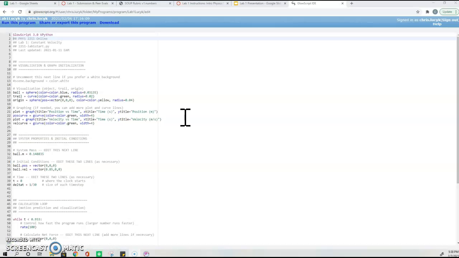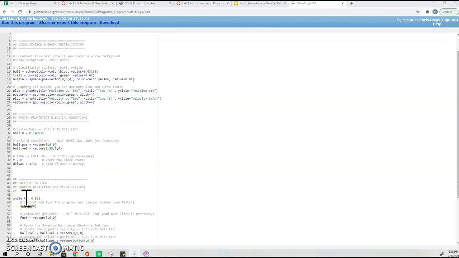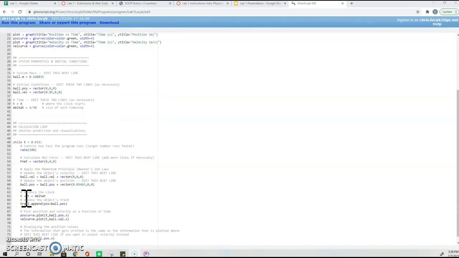I then input this data into GlowScript. I input the known radius of the ball in meters, its mass in kilograms, its initial position at the origin, and its calculated initial velocity. The time step was 1/30th of a second because this was the time between frames in my video. In the next section, I input the time to be less than 0.933 seconds, as this was the total time the ball traveled across the screen from Tracker.